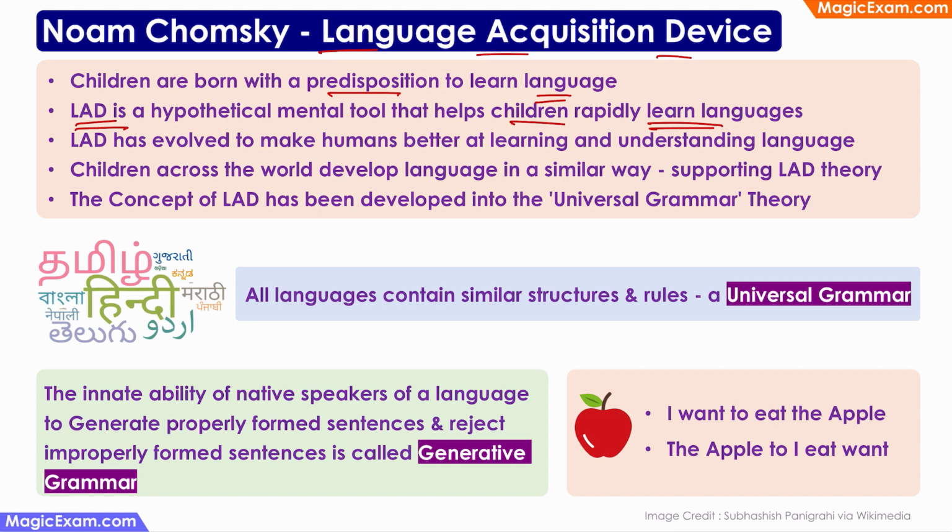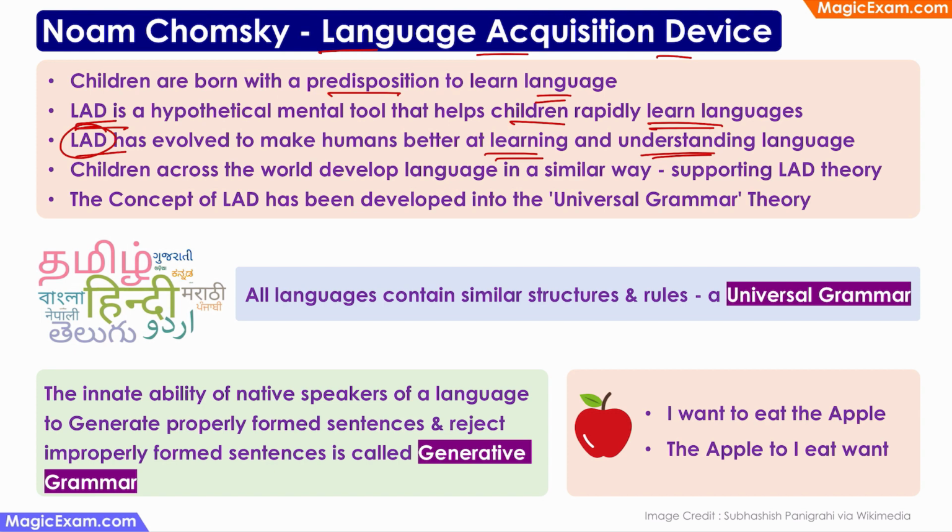And Chomsky says that the LAD has evolved to make humans better at learning and understanding languages, because humans are capable of using very complex language and other animals are not. So that is because humans have this LAD at the beginning of their life, that is during their childhood. They have the language acquisition device which helps humans learn and understand language.